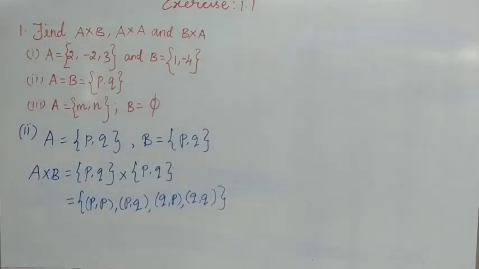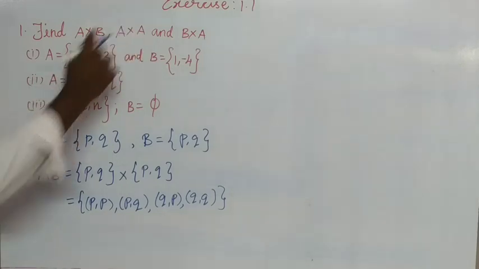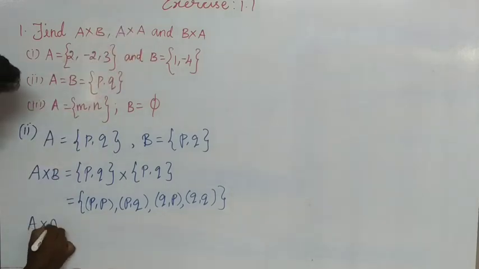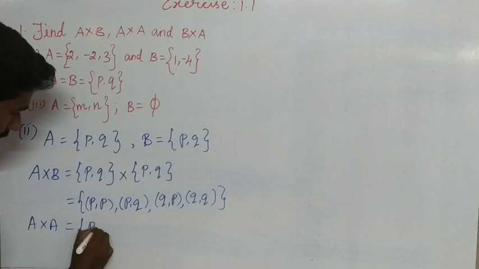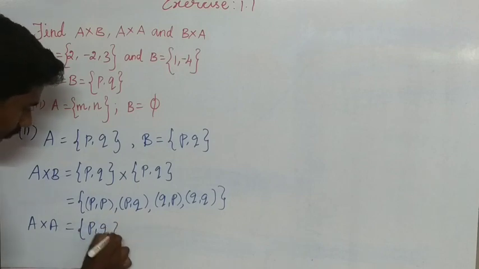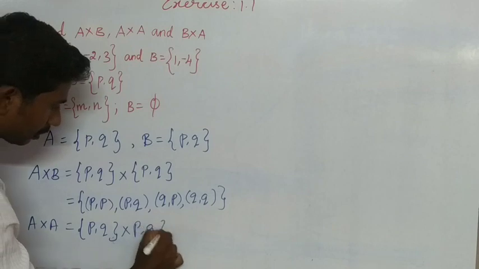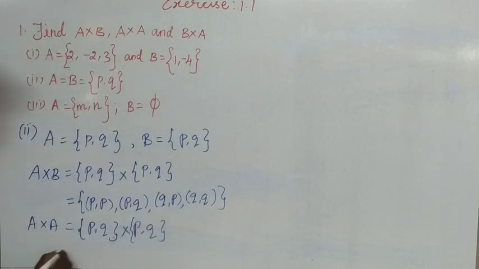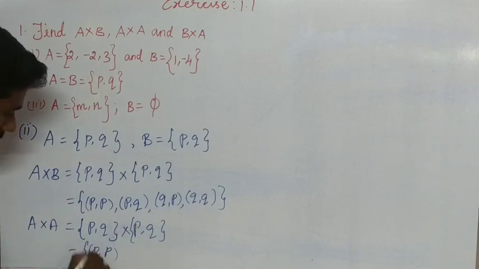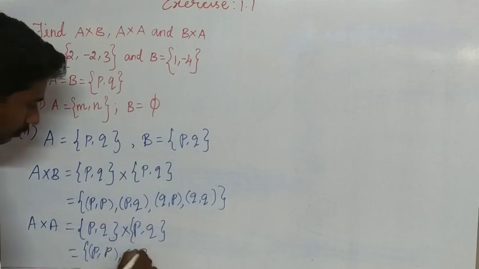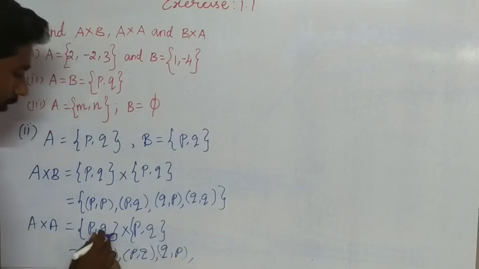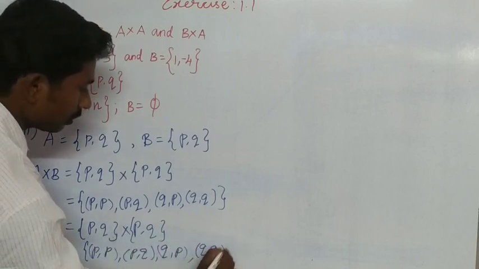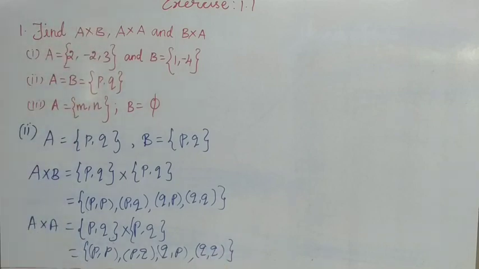Next we have to find the Cartesian product of A cross A. They become the same, both are the same set. So A cross A means {P, Q} cross {P, Q}. So now we have to make the Cartesian product. We will get (P, P), (P, Q), (Q, P), (Q, Q). So in this problem A cross B and A cross A are also the same, because both the sets are same.